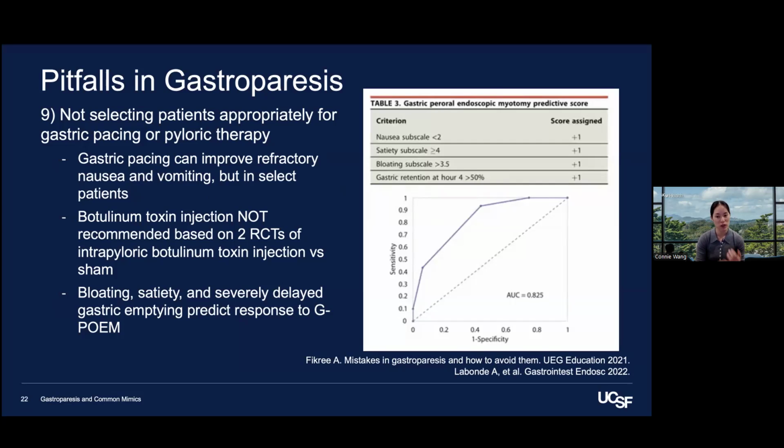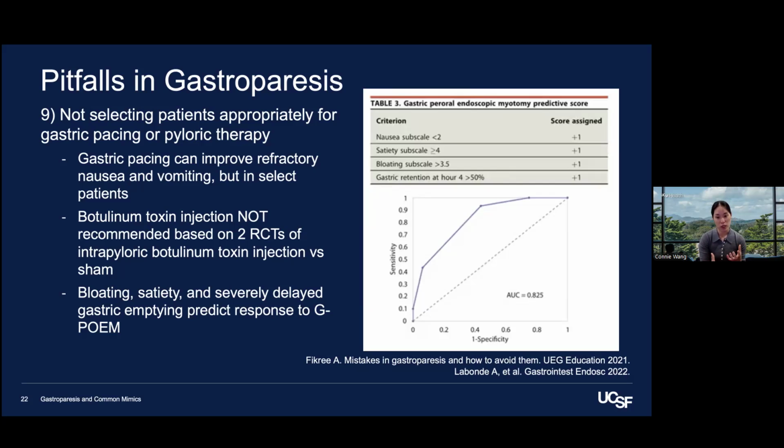benefit has been demonstrated specifically in patients with diabetic gastroparesis, but really for refractory vomiting symptoms specifically. It has not been well demonstrated to improve the other symptoms, in particular pain. So if pain is the predominant symptom, I'd be a little hesitant to refer a patient for gastric pacing in that setting. And again, technically Botox injection is not recommended in the guidelines. This is based on 2 very small RCTs that found that intrapyloric Botox injection versus sham did not lead to any improvement in symptoms.